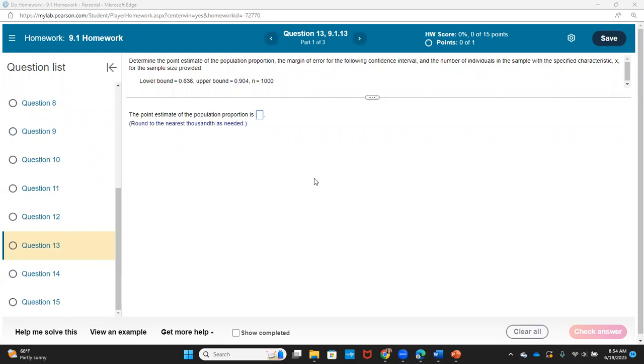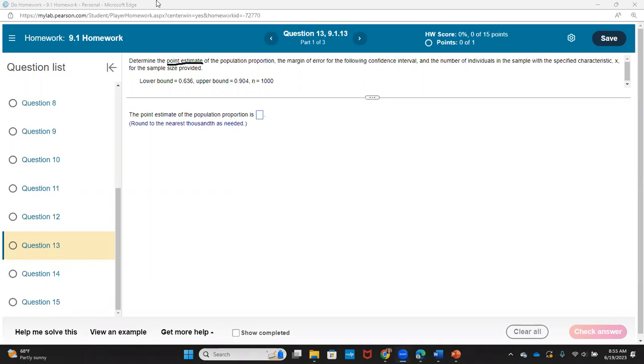So for this question, number 13, it can sometimes be tricky because it's sort of the opposite of that. They give you the confidence interval and then they ask us to kind of work backwards from there. It says determine the point estimate of the population proportion. Just so you know, whenever they say a point estimate, it sounds rather complicated, but it's really not.